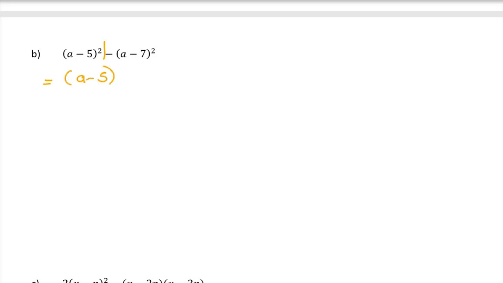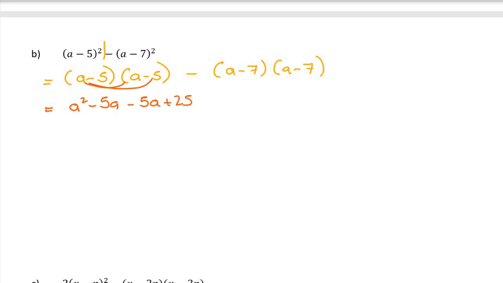So a minus 5 minus. Now don't forget, when there's a minus, once I've multiplied this out, I'm going to need a bracket, because otherwise the minus isn't going to apply to everything. So I get a squared minus 5a, that's from distributing in the a. Then minus 5a plus 25, that's from distributing in the minus 5.